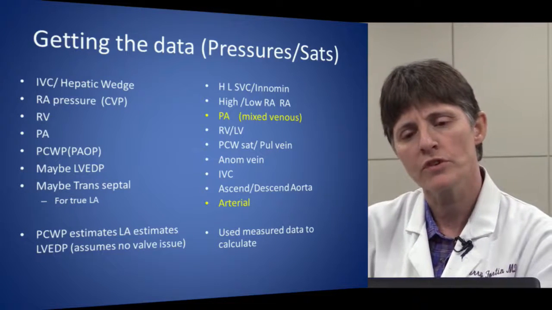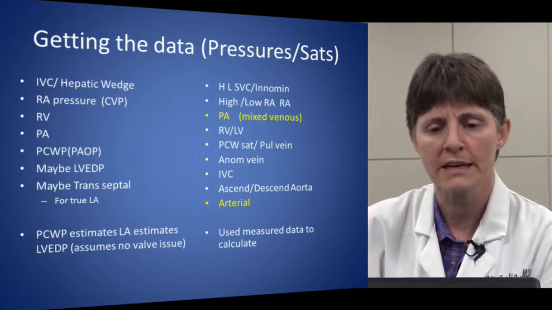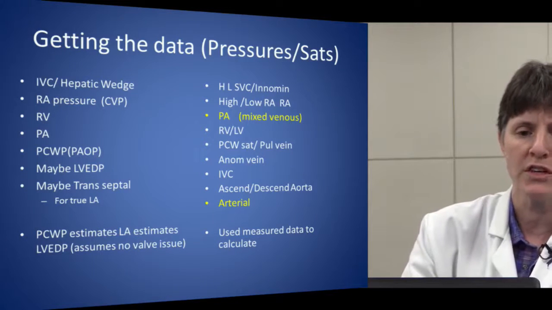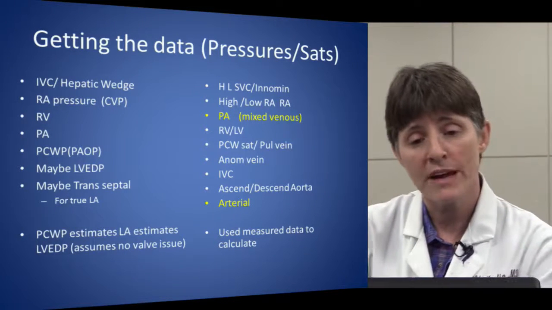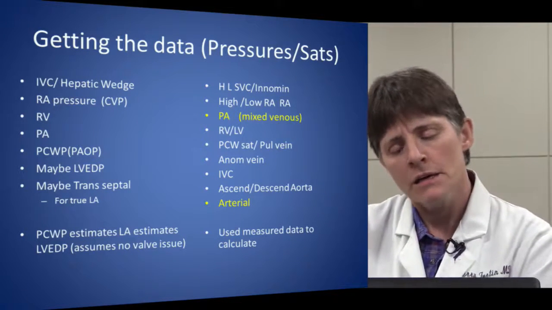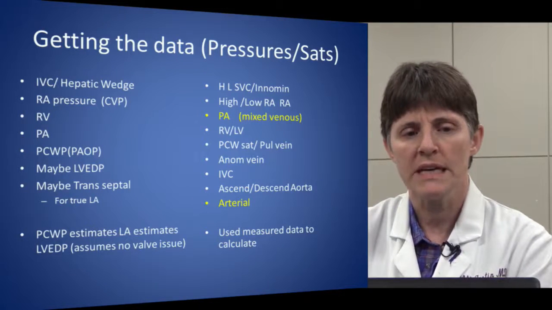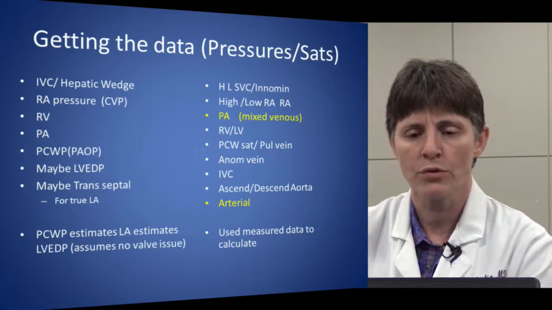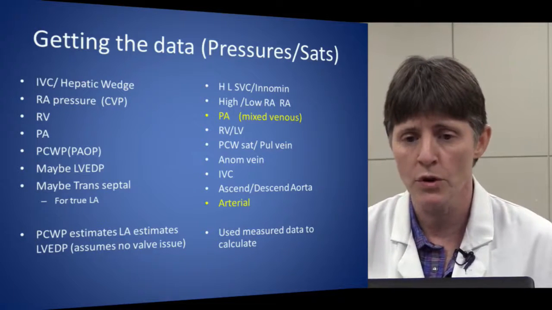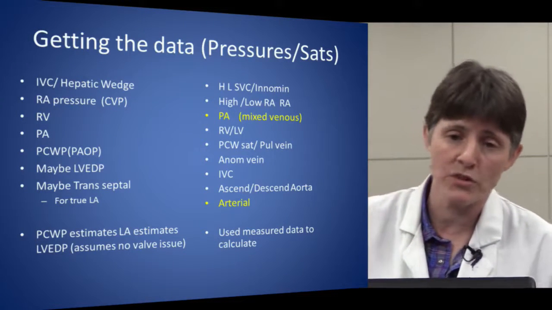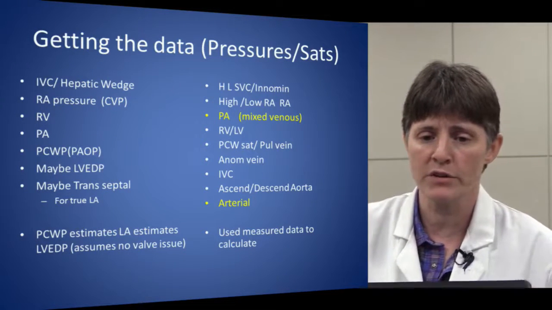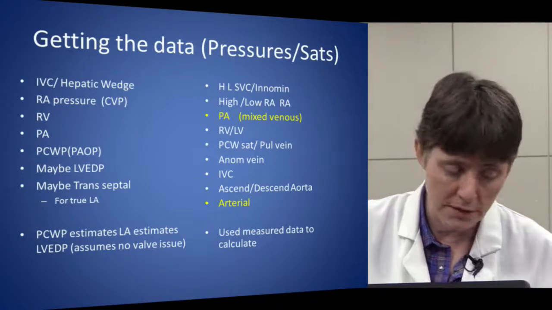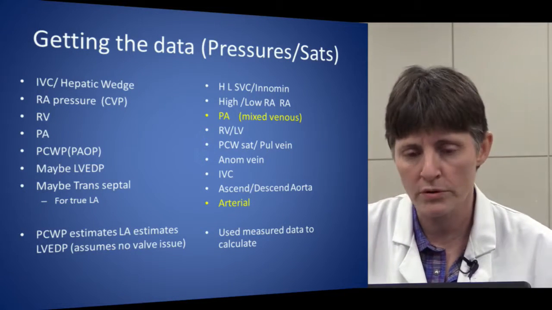If there is some sort of a shunt, we may be able to get a pulmonary vein. Again, that's going to be unusual in the ICU. If there are anomalous veins, we might get that. Again, we may get extra things if we need to sort something out, and those are atypical in the ICU. But mostly we need the mixed venous sat, which is our pulmonary arterial sat, and we need the arterial sat, which could be from an A-line in the arm or in the leg.